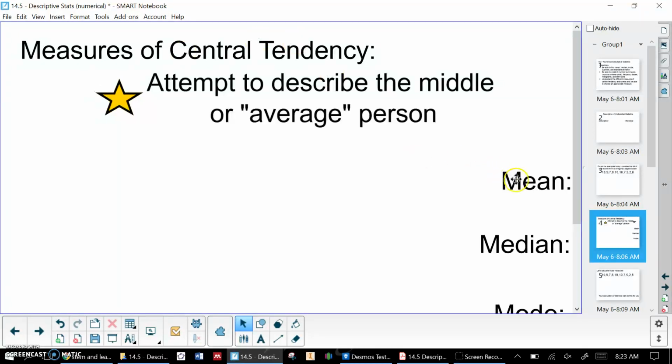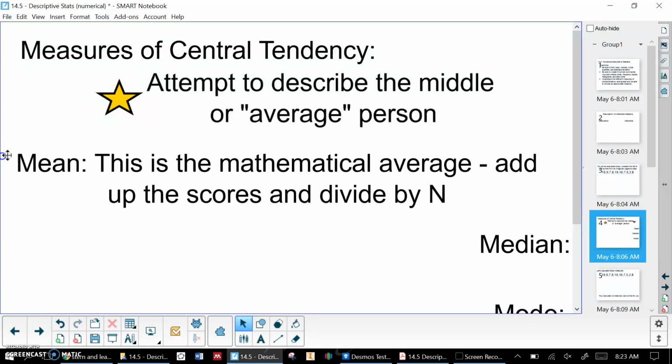The first one that we always come up with, the one that's used almost all the time, is going to be the mean. This is the mathematical average. In this case, you add up all the scores and just divide by however many there are. In the case of our example last time, there were 10, so we'd add up all those scores and divide by 10.